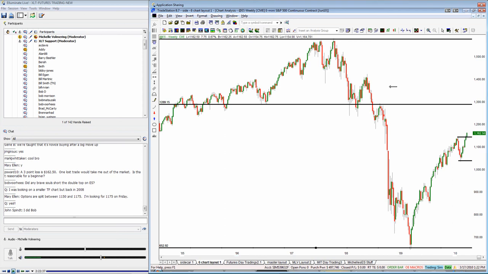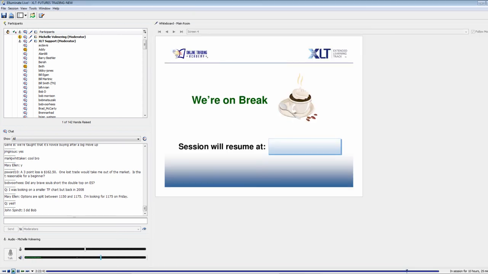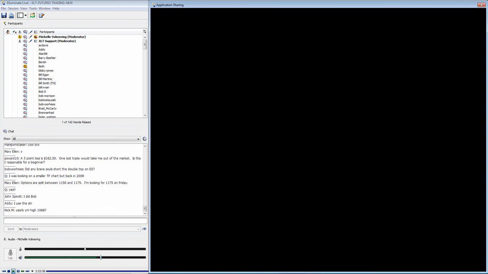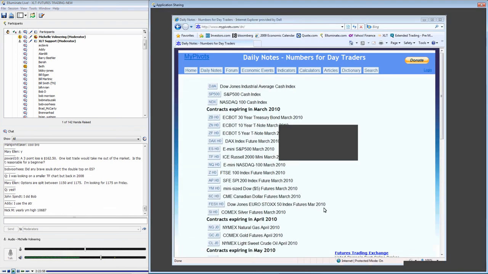Why? Because the S&P has typically been moving. Let me share this with you, and then I'm going to end the day. Go to mypivots.com, the website, under Daily Notes. I'm going to application share this. And you'll be able to see that the S&P has been moving in a big 11 to 14 point increment.